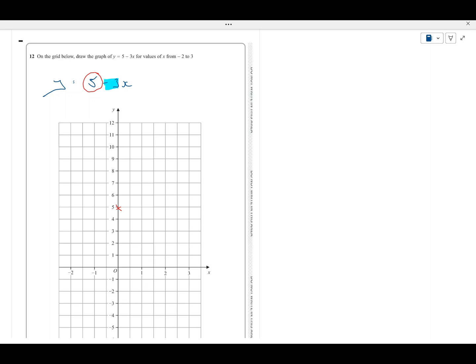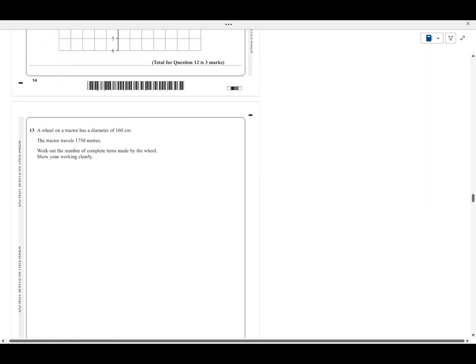But be very careful. Can you see how you've got a different scale on the x than you do on the y? So when I go along 1, I'm actually going to have to go along 2 squares and then down 3 units. Along 1 unit and down 3 units using those different scales. They've made it complicated, haven't they? So here is my line. There it is. On the grid below, draw the graph. I've done it.